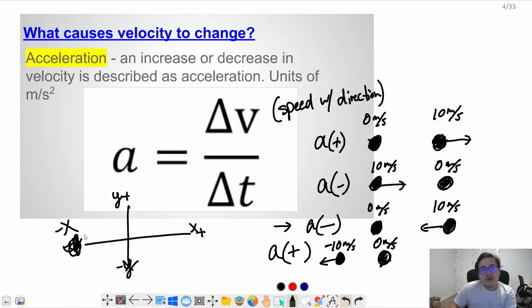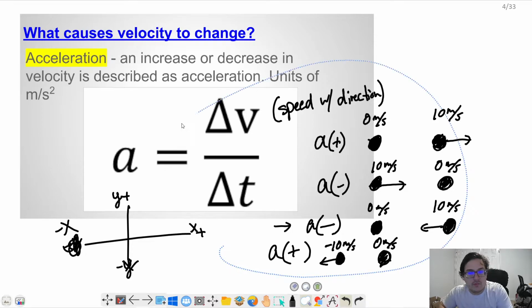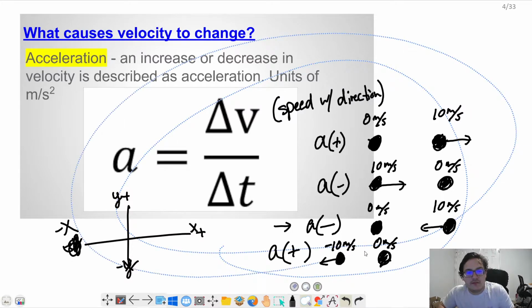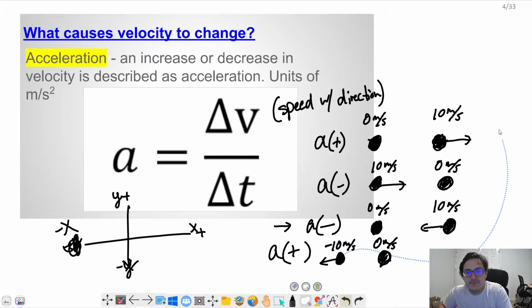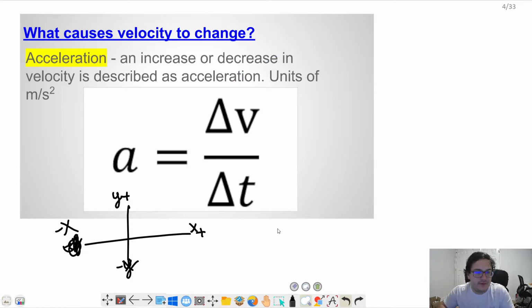Okay, so now we've talked about what acceleration is. Now let's unpack this formula. So I'm going to go ahead and erase these all real quick.